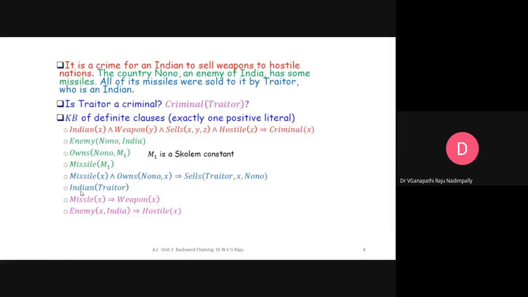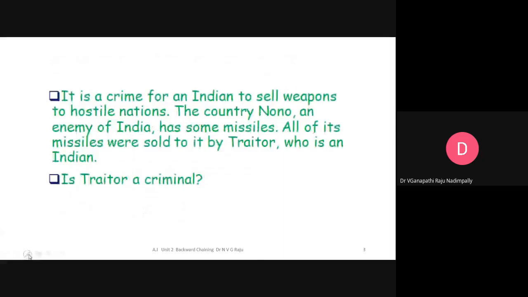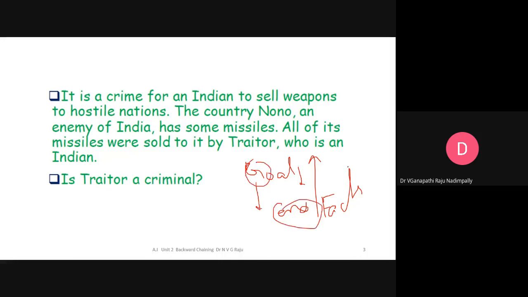Now, let me ask some questions from this knowledge base. Kindly answer my question. What is my goal? In backward chaining, first we start with the goal and we end with facts. In forward chaining, we start with facts and we end with the goal. This is the difference between forward chaining and backward chaining. In backward chaining, we start at the goal and end with the facts.